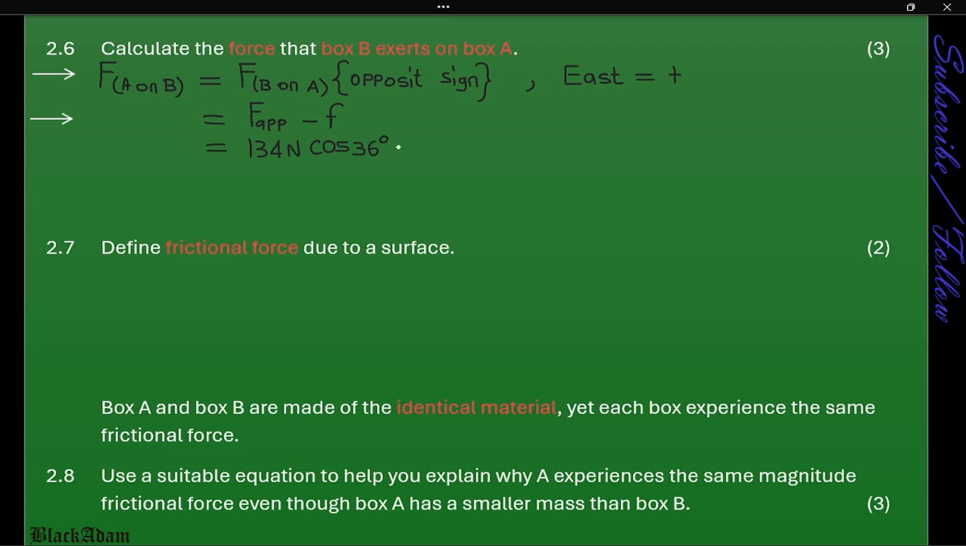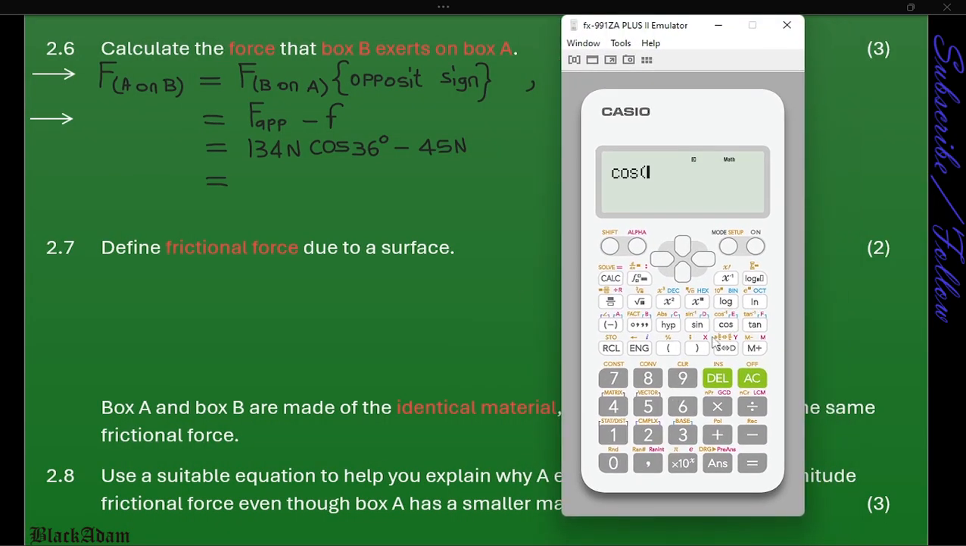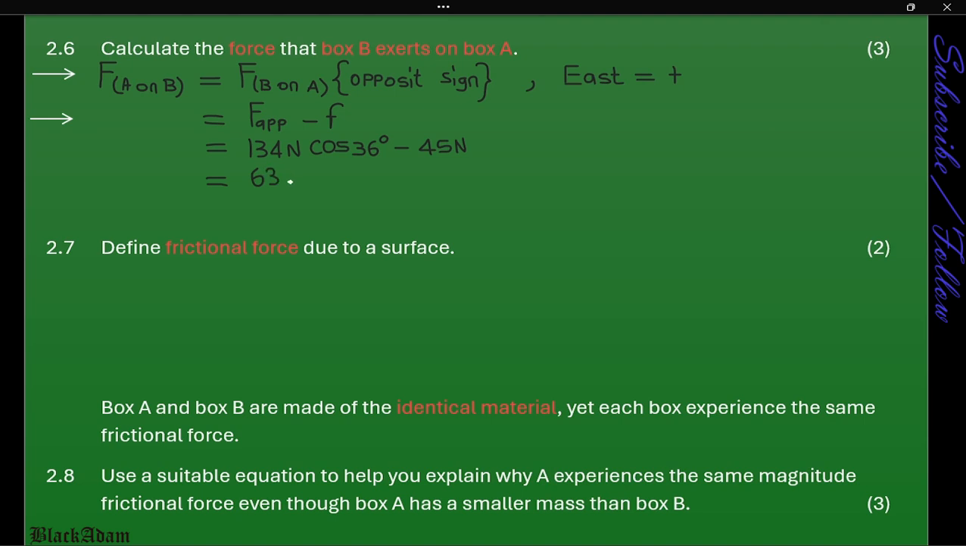and that's the same force that B acts on A, in the opposite direction. So the force applied is 134 newtons times cos 36 degrees, minus our friction of 45 newtons. Using a calculator, cos 36 multiplied by 134 gives us 108, and then minus 45 is 63.41, rounding off to two decimals, so 63.41 newtons. Therefore the force that B applies on A is the same thing, 63.41, but in the opposite direction. So if A on B was east, then B on A is west.